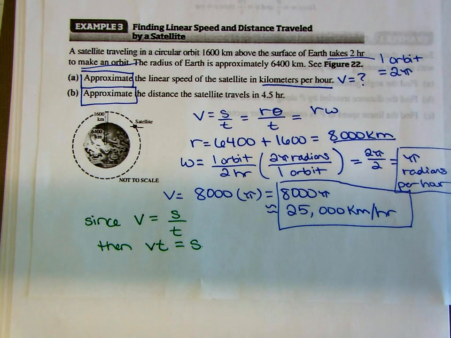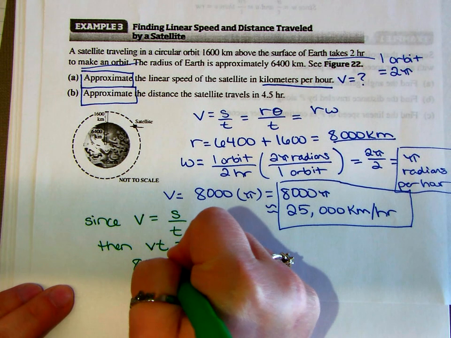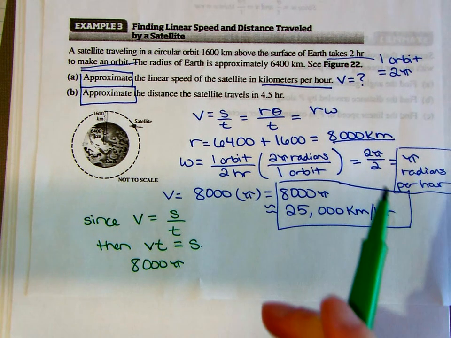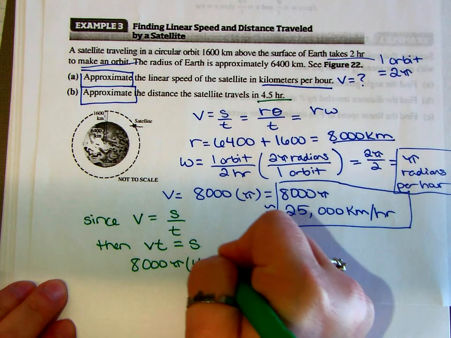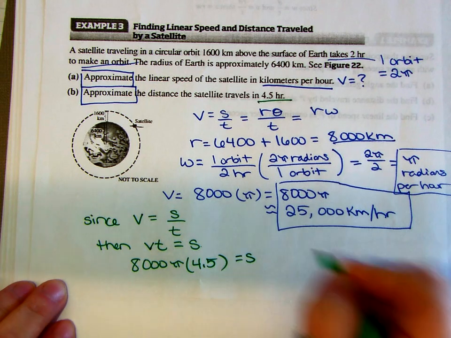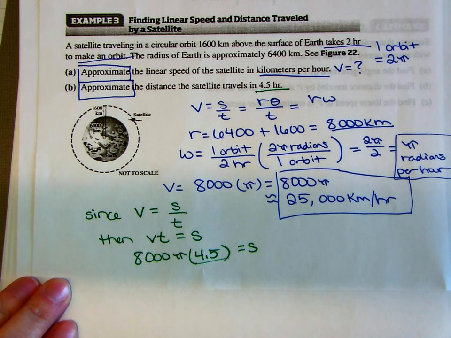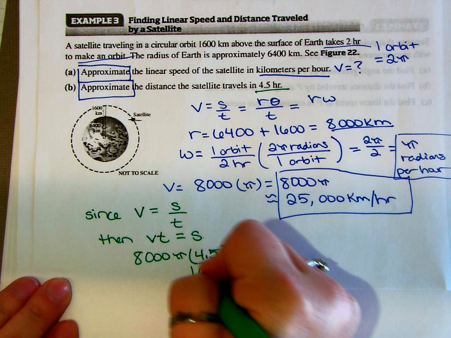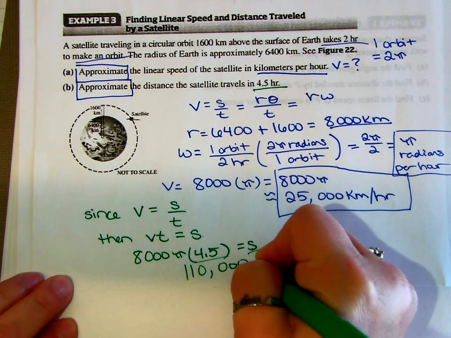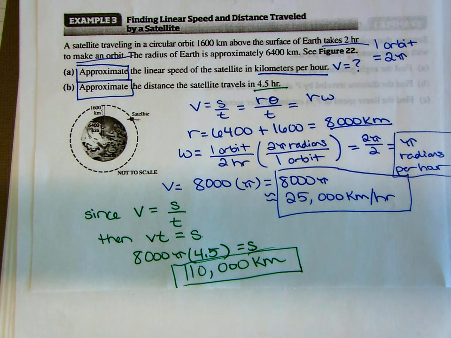Well, we found out the speed. The speed was 8,000 pi. And we know the time is going to be 4.5 hours because that's what they're giving us. So if we know how fast the satellite is going around the Earth, and we know for how long it's going around, we can find out the distance, which is the arc length in this case. You type all that into your calculator, you get 110,000 kilometers. So it's going to travel quite a little distance in that 4.5 hours.